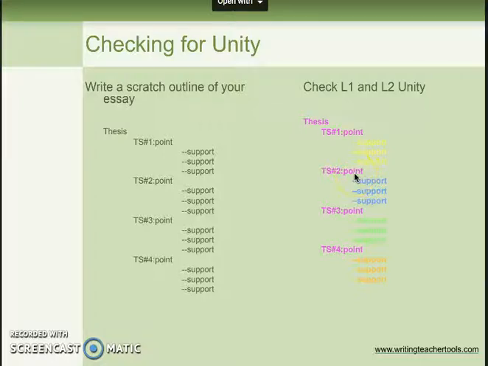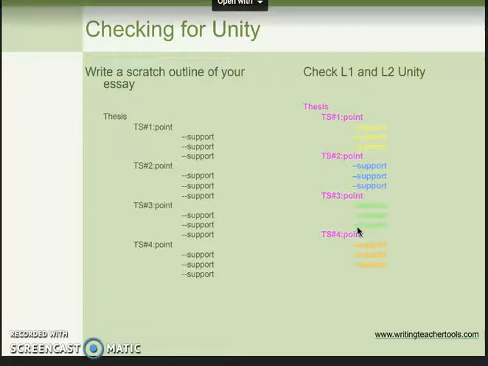Sometimes what I see, actually quite often, is this piece of support, the last piece of support of the previous paragraph, a lot of times belongs in the next paragraph. So be on the lookout. Make sure that your paragraphs are unified, and you can use the term level 2 unity to help remind yourself that all this stuff is connected and stuck to whatever point you've presented in the topic sentence claim.